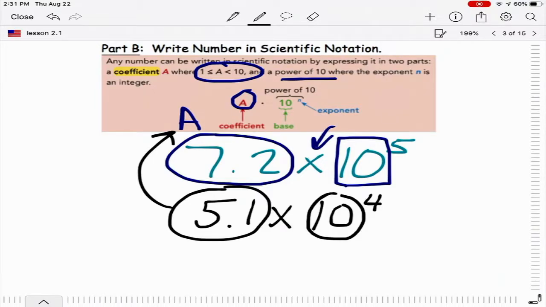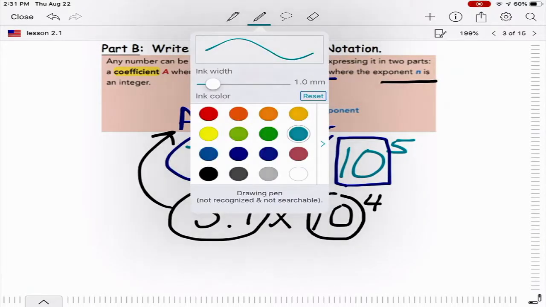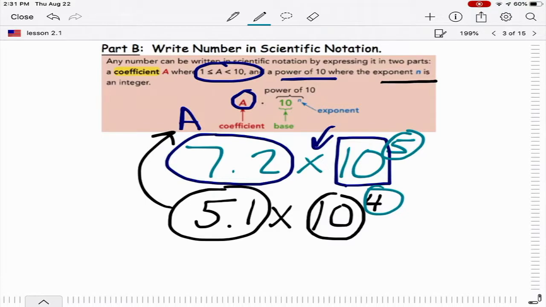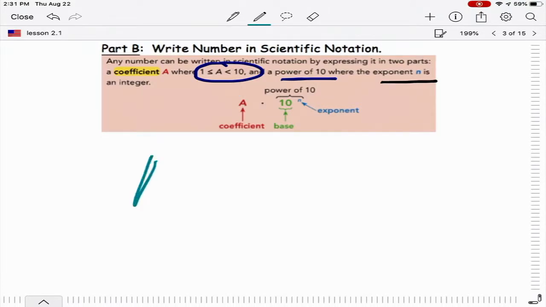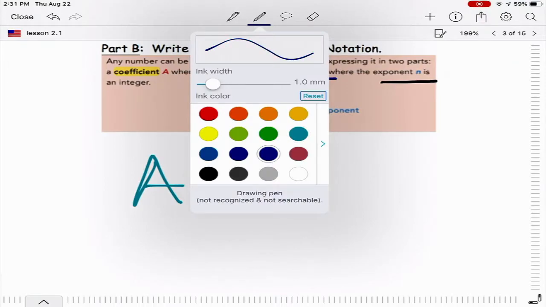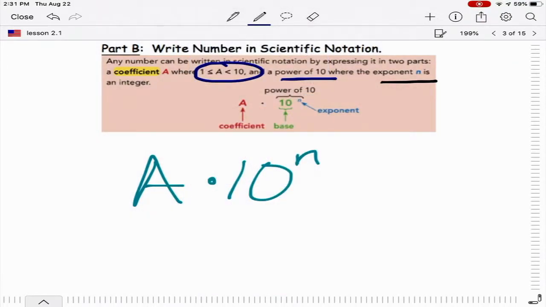Always. And then the exponent, they call it the n, which represents an integer. An integer is just a number without a decimal or a fraction. 5 and 4 are both integers. Scientific notation is A times 10 to the nth power. A has to be any number between 1 and 10. It can equal 1, but it cannot equal 10. It has to be slightly under 10. The base 10 is always there, so it's always times 10.